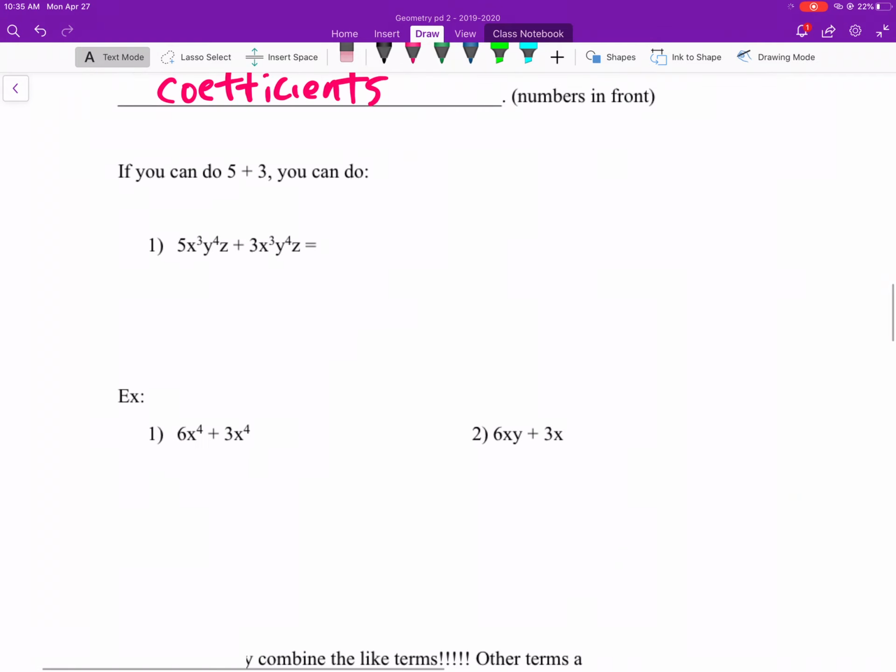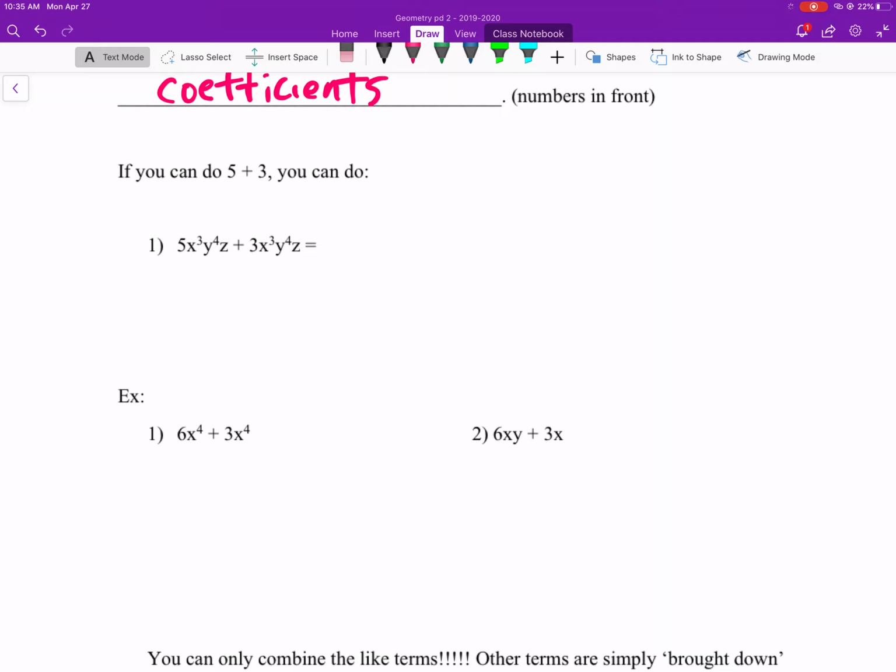So number 1 here says, if you can do 5 plus 3, you can do this next one. It looks a lot more challenging. You know 5 plus 3 is 8. But now, in number 1 here, it looks all weird because it has, on the end of the 5, x to the third, y to the fourth, and z. So ask yourself, does the other monomial, that other term there, also have those same variables and exponents?